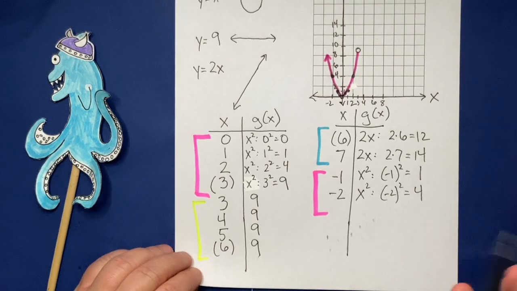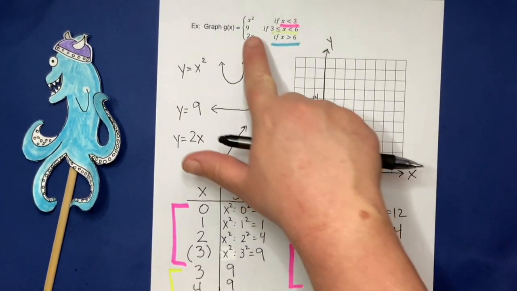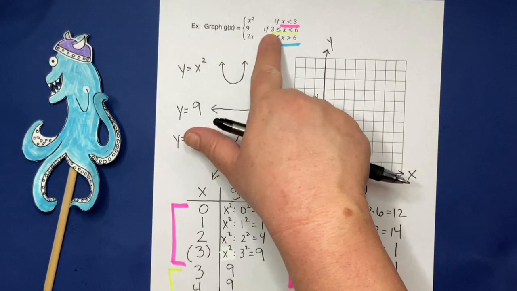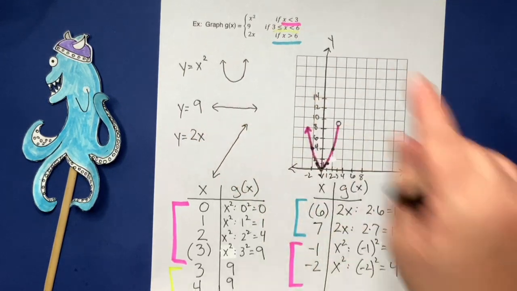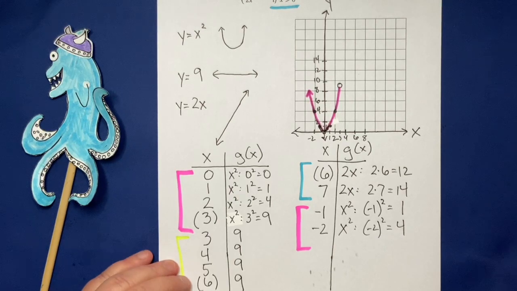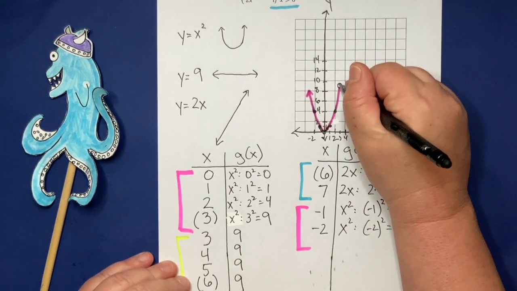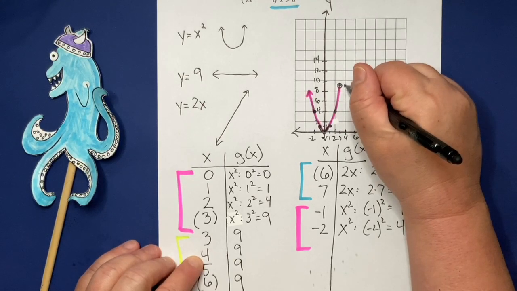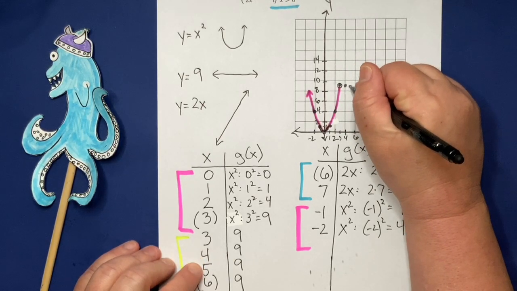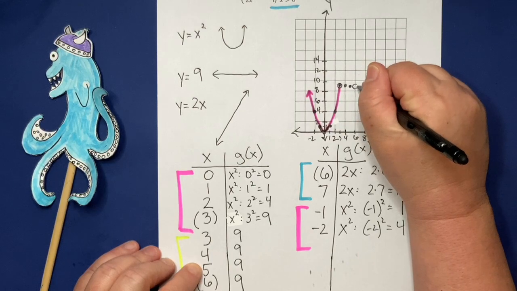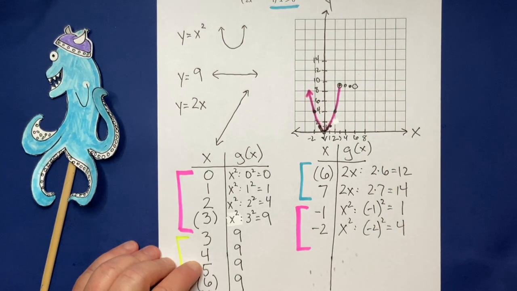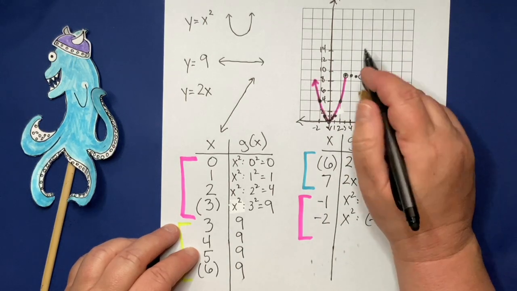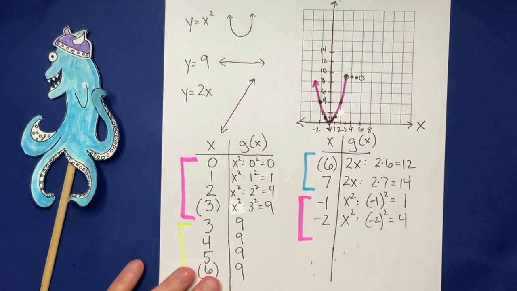Now, the yellow, the middle, the constant function between 3 and 6, including 3, but not including 6, we've got 9. So I've got a point here at 3, 9. I've got a point at 4, 9. I've got a point at 5, 9. And I've got a point at 6, 9. And notice that for the 6, that is not included, so I've got an open circle right there. And that's the yellow piece.